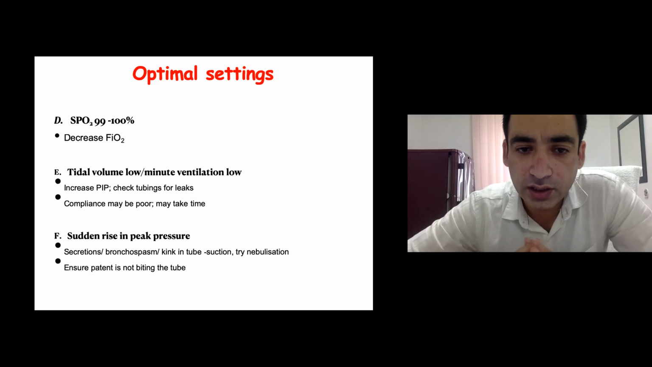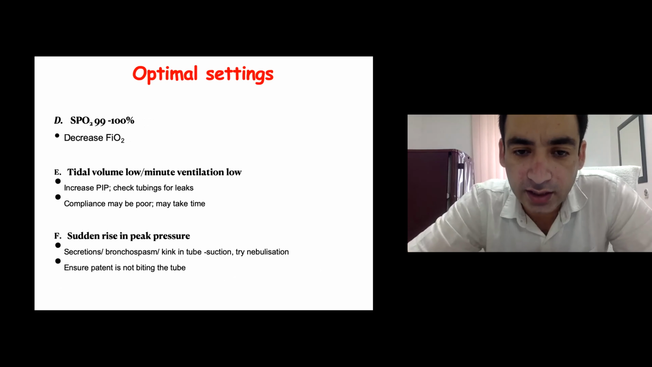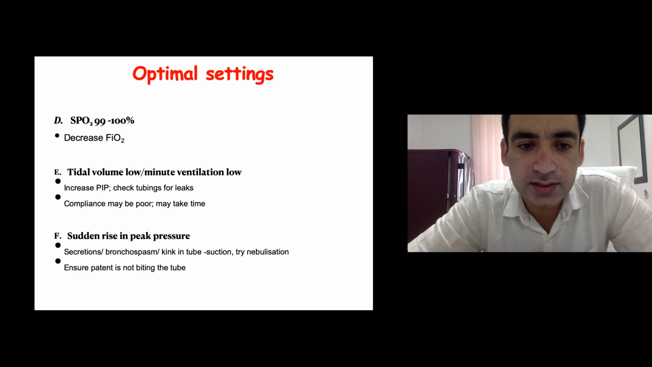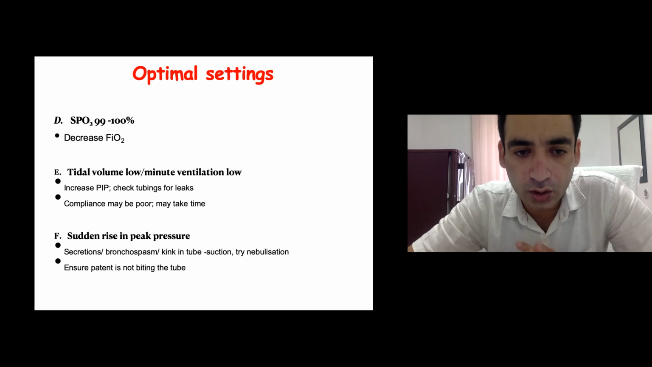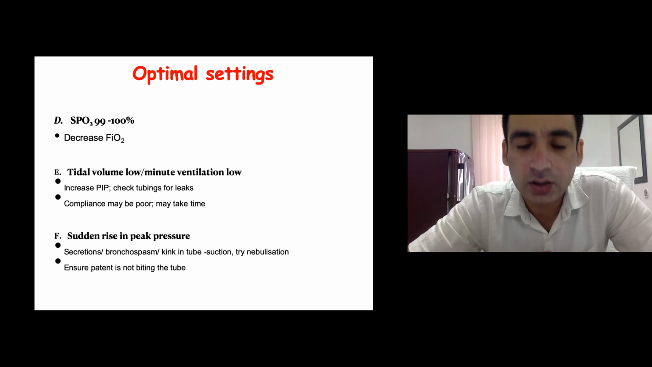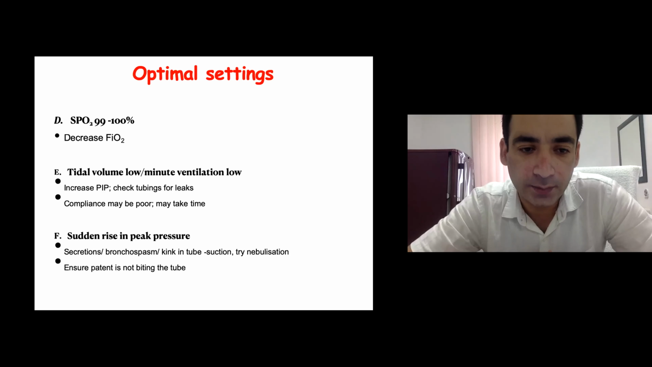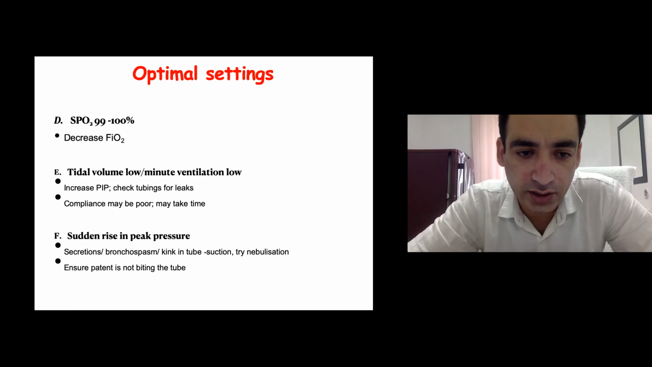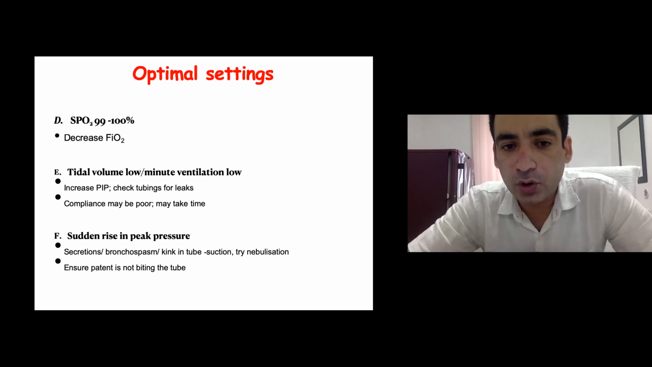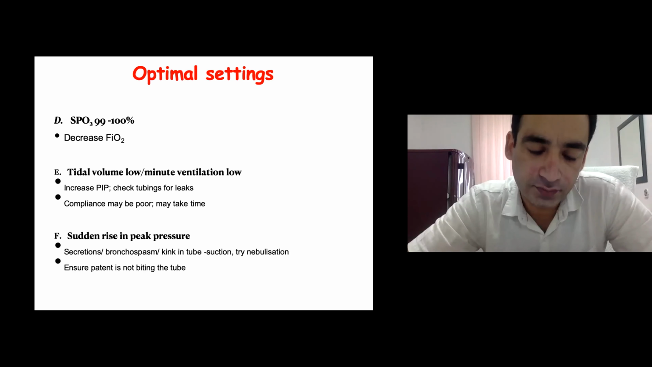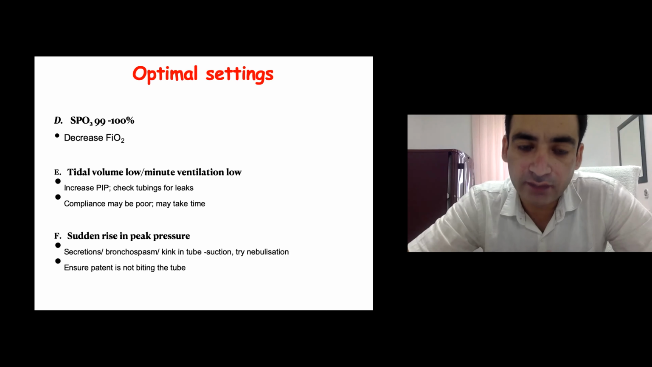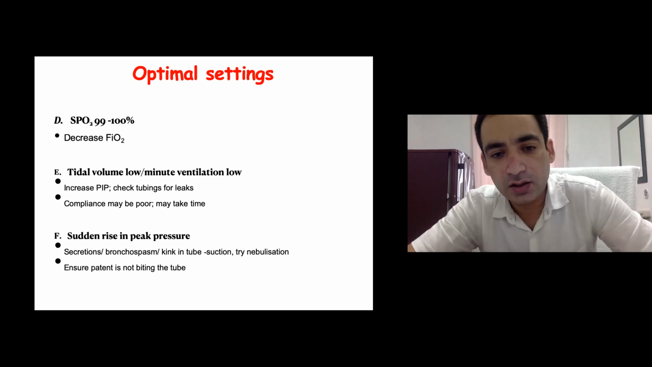And for delivering tidal volume, we usually set a target of 6 in older children and 4 to 5 in neonates. If there is low tidal volume or low minute ventilation, that means we need to increase the PIP. But do check tubes for leaks, especially near the humidifier or the patient end. Sometimes because of excessive atelectasis and collapse, the chest may have a poor compliance and it takes some time to get an adequate FRC.